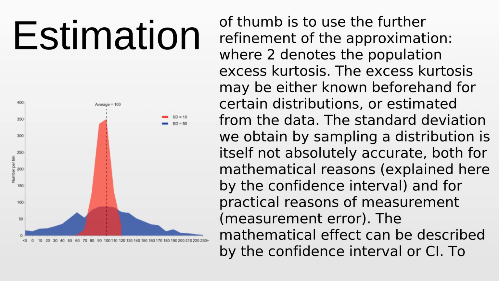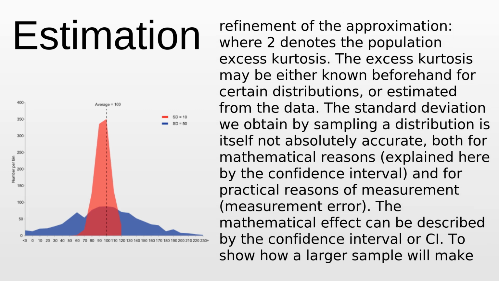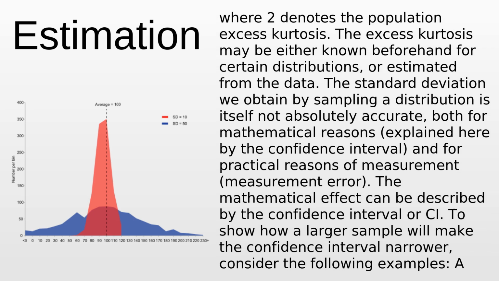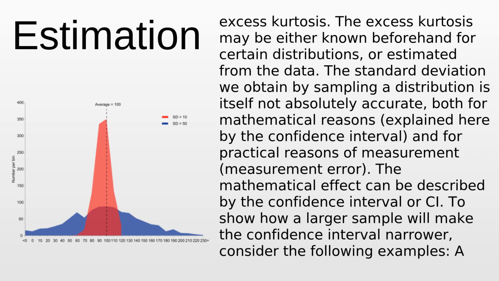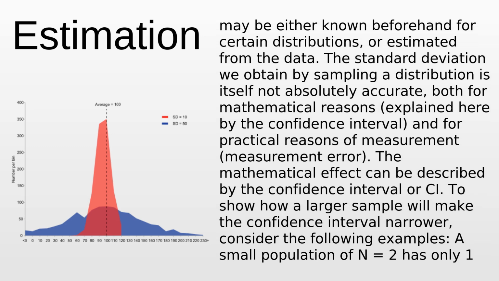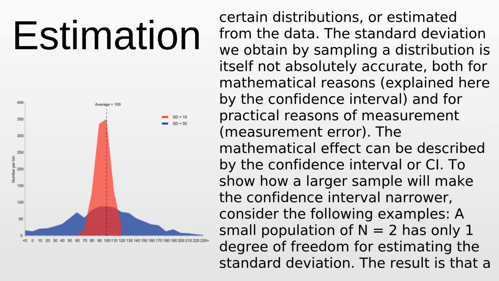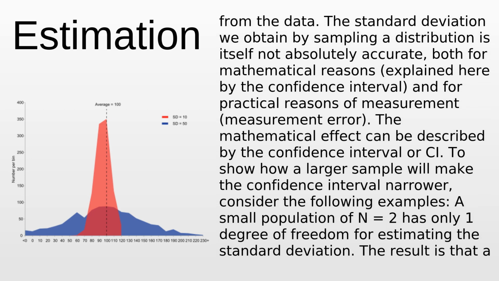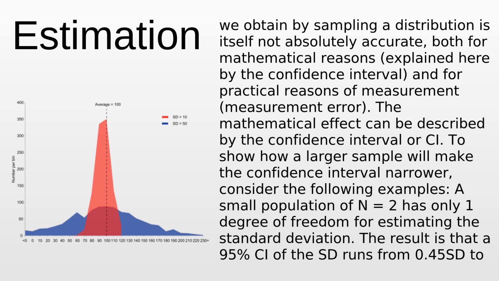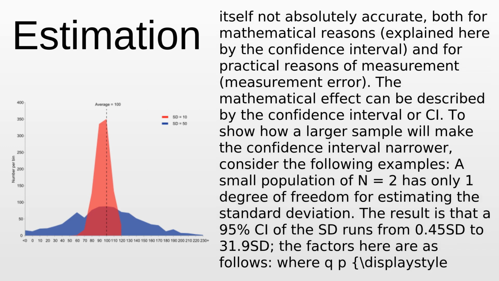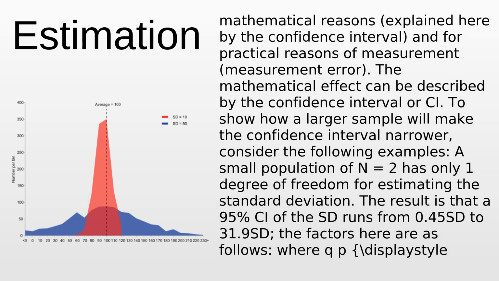The standard deviation we obtain by sampling a distribution is itself not absolutely accurate, both for mathematical reasons, explained here by the confidence interval, and for practical reasons of measurement error. The mathematical effect can be described by the confidence interval or CI. To show how a larger sample will make the confidence interval narrower, consider the following examples.